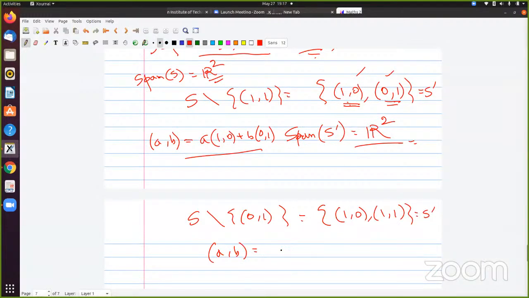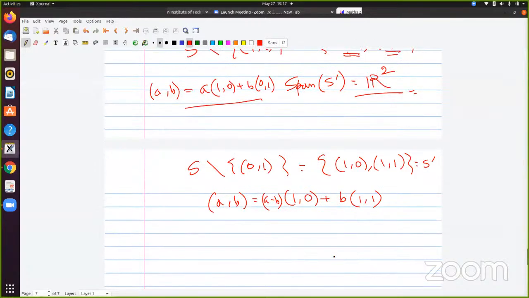Yes. How? A into 1, 0 plus B into 1, 1. But then the first element is A plus B. If you put 0 into 1, 0, then it will be just B comma B. So if you calculate this now, what is it? A comma B, right?